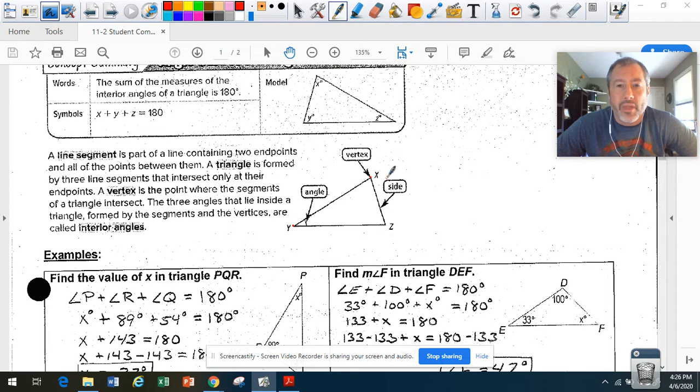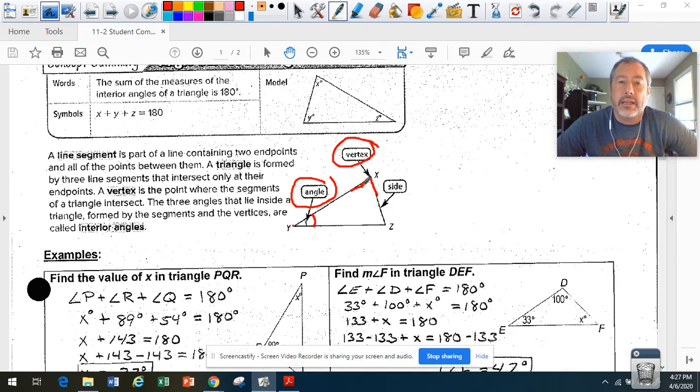These endpoints where they intersect are called a vertex, okay? It's when this line segment here and this line segment here meet. They meet at this point here. This is known as our vertex. Now, we also have some other things in here. This area located inside the triangle, right in here, we call this an angle. So this is our angle right here.